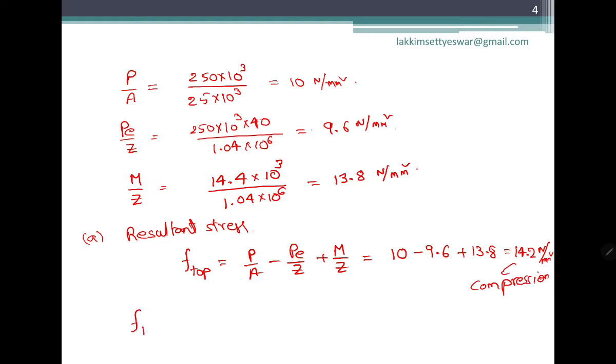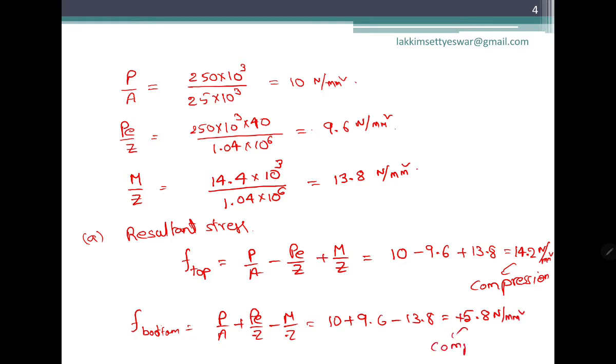Now stress at bottom: P by A plus P e by Z minus M by Z. So this value is 10 plus 9.6 minus 13.8 equal to 5.8 Newton per mm square. This one is also a positive value, so this is compression. So on both faces the concrete beam is subjected to compression only. So both layers are in compression zones.